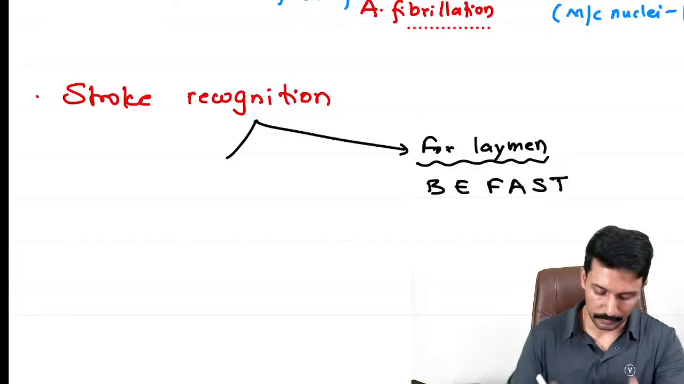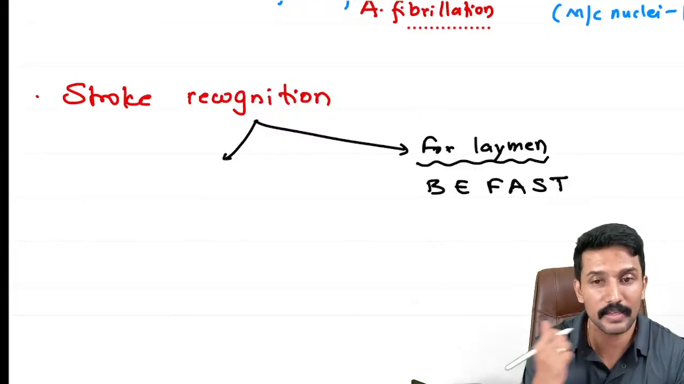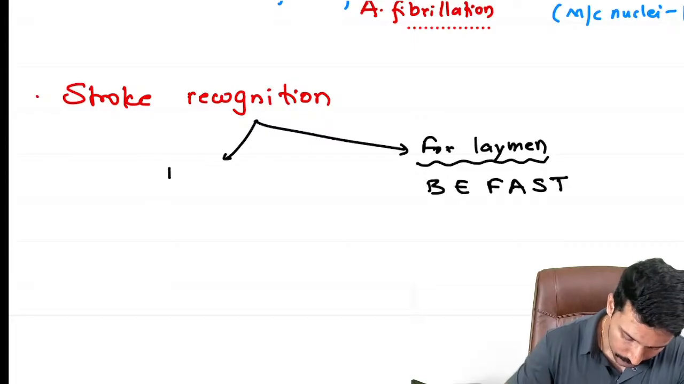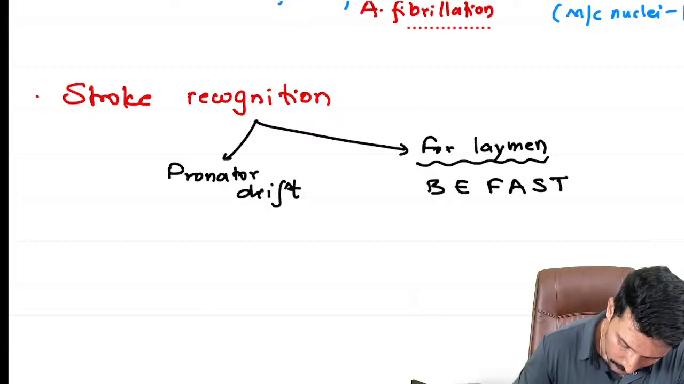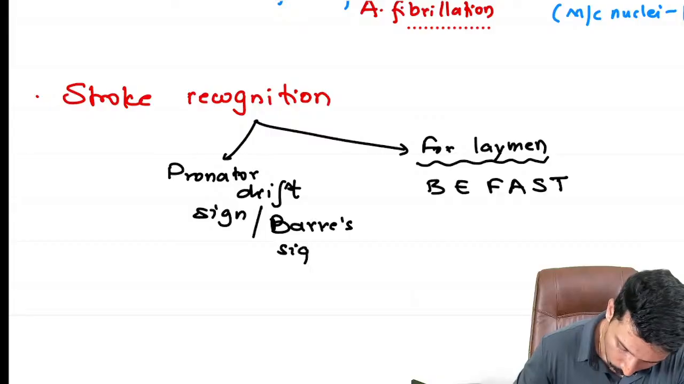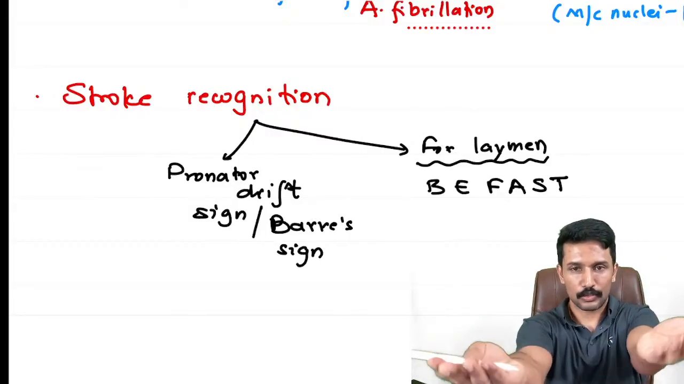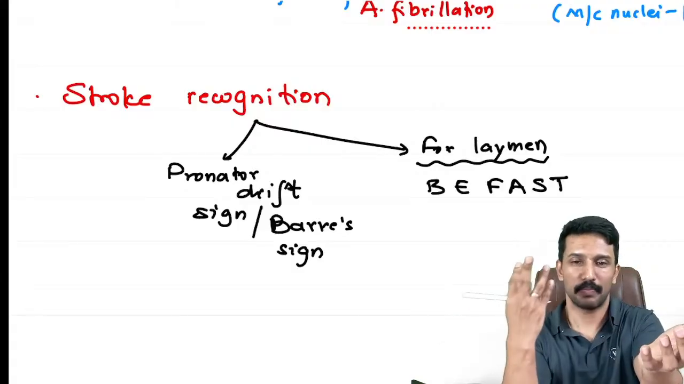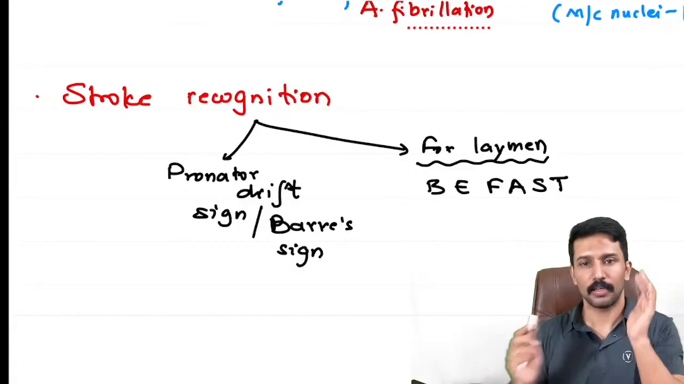to the hospital. And for a clinician, what is the protocol, or what is the point that helps you to quickly recognize stroke? We call it the pronator drift sign, or Barre sign, where we ask the patient to hold their arms upright in supine position. Whichever side has pyramidal tract weakness, that side starts pronating and drifting downwards, right?